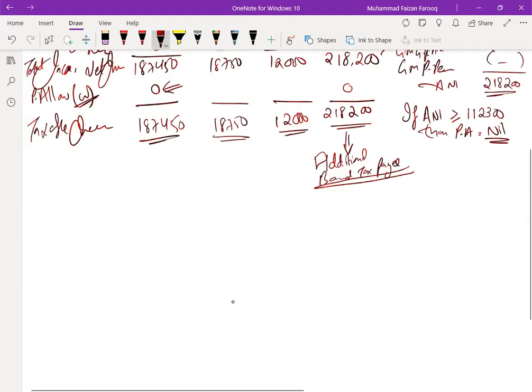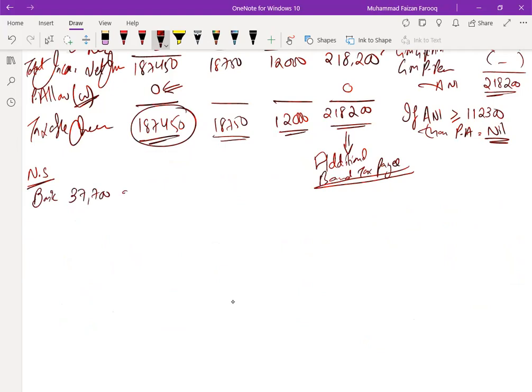First of all, we will apply the tax on non-savings. Non-savings 187,450. Basic band: there is no gift aid, no increase in the band's limit, so 37,700 at the rate of 20% will be 7,540. Higher band, how much is the limit? The limit in higher band is 112,300, right? Yes. Okay, now how much is left over?